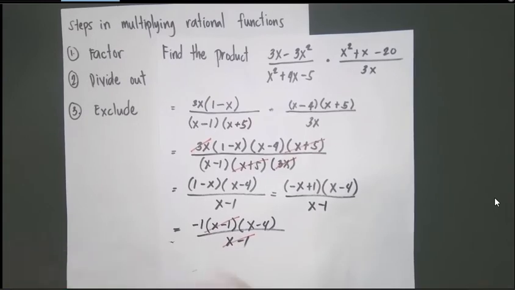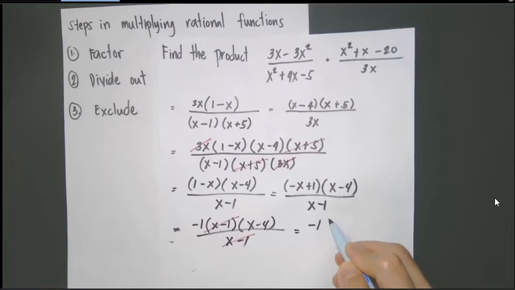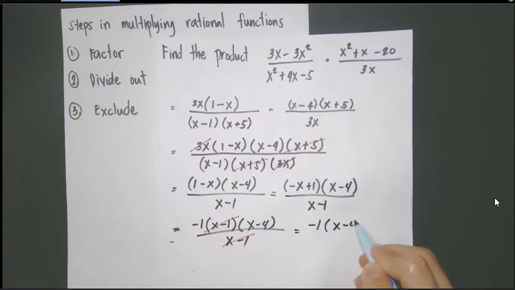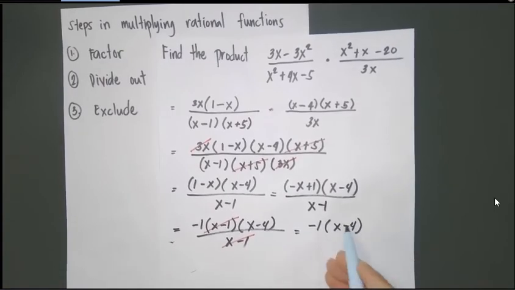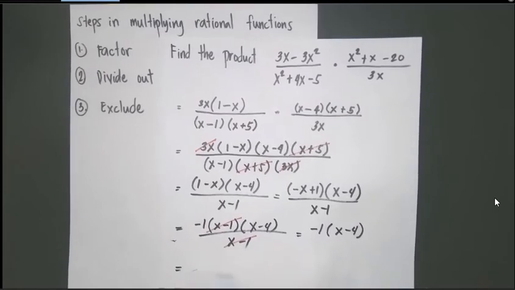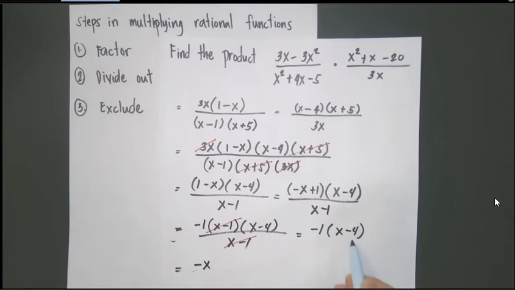Now we are left with negative 1 times x minus 4. If you further simplify that, you'll get negative 1 times x is negative x. Negative 1 times negative 4 is positive 4. So this is now our simplified form.